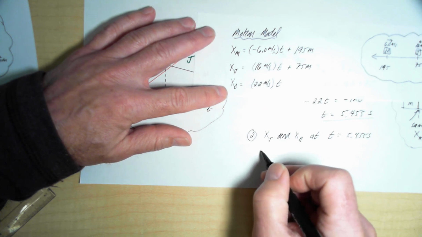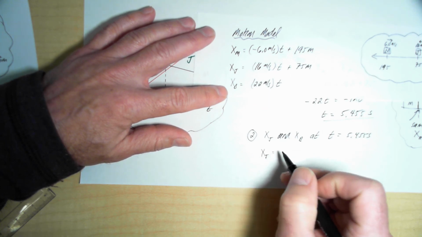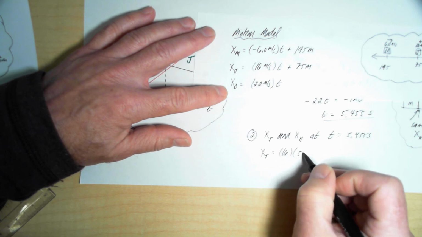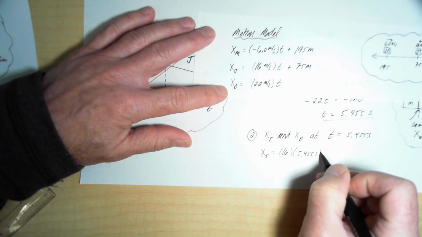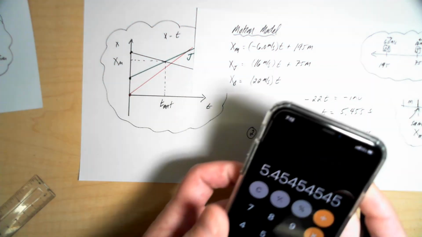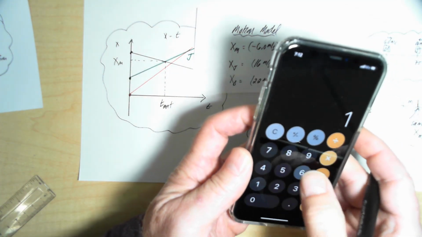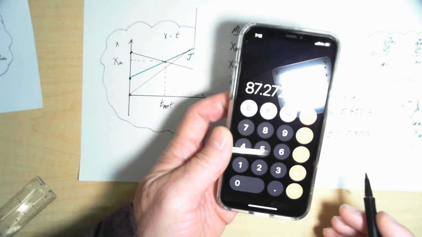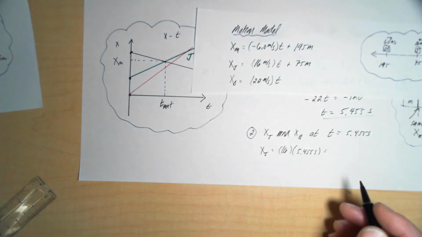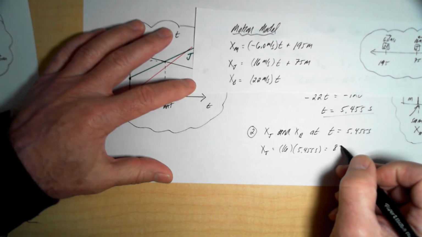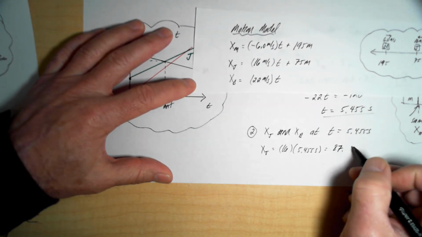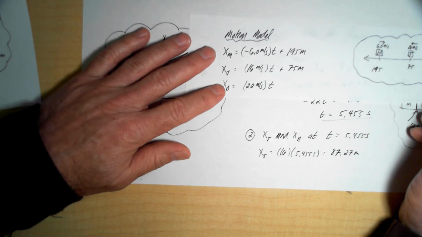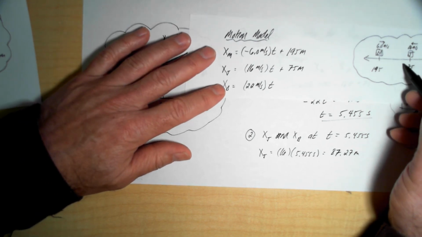So basically, where's Justin going to be? Justin's going to be at 16 meters per second times 5.455 seconds. We put that in a calculator, and we get a position of 87.27 meters. 87.27 meters. Does that make sense? We should always be thinking, do our calculations make sense? Yes, he's getting further.